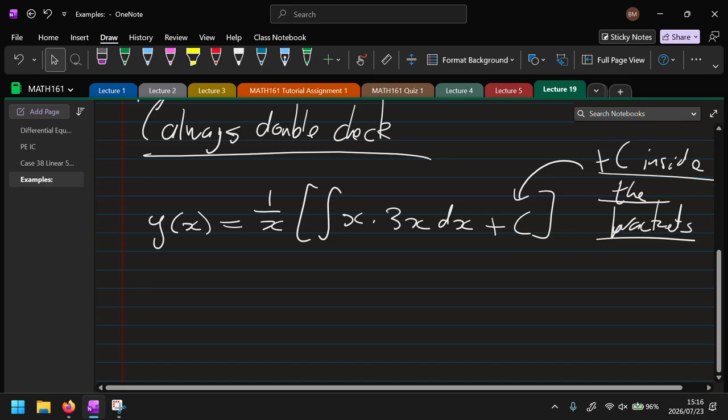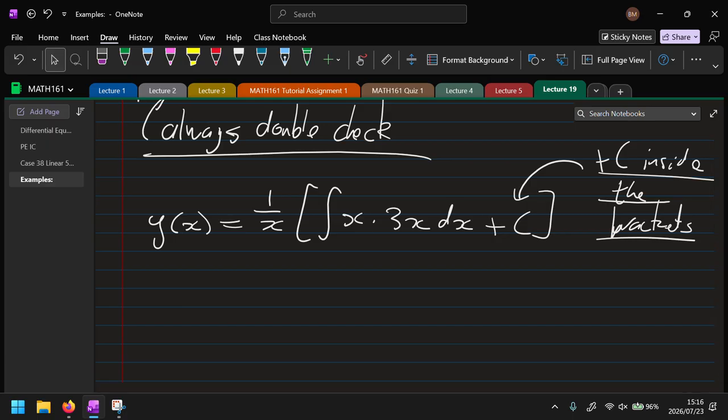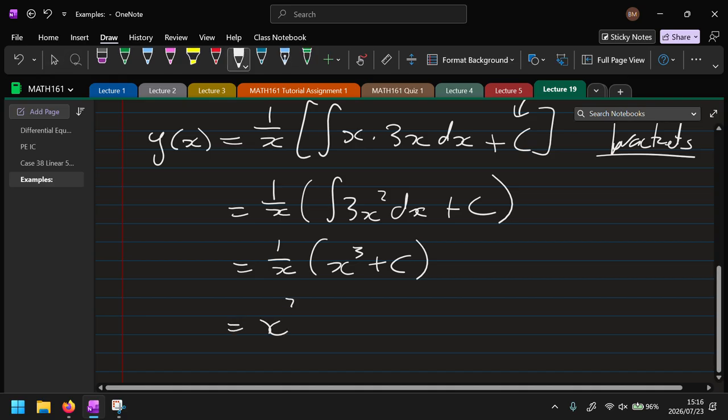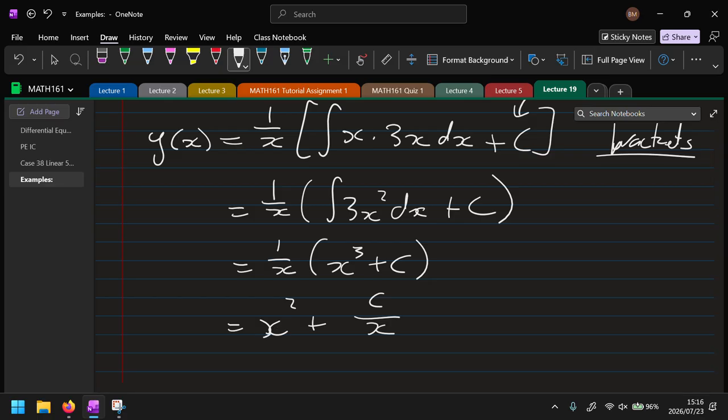Okay. So that just becomes 3x squared. Pretty easy to do. And don't forget to carry the plus c down. So integral, that will just be x cubed. So we get x squared plus c over x. Okay, and if we had some initial condition, we could then solve for c. Here, there is no initial condition, so we just leave it like that.